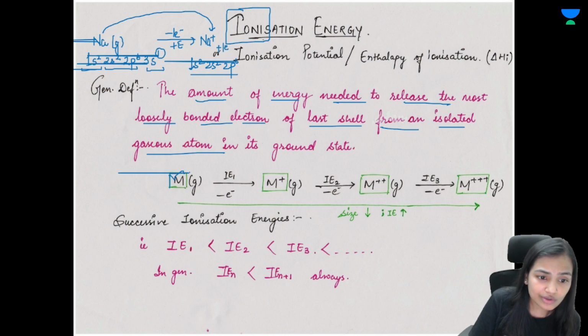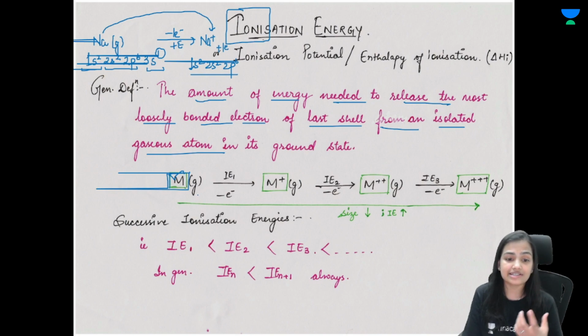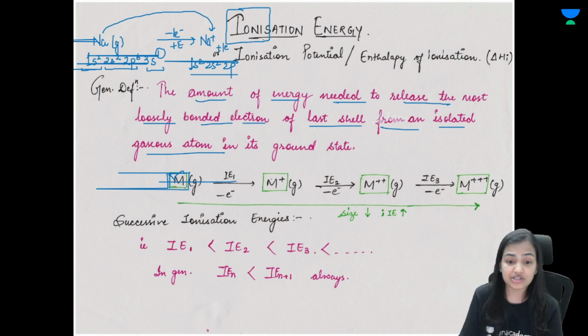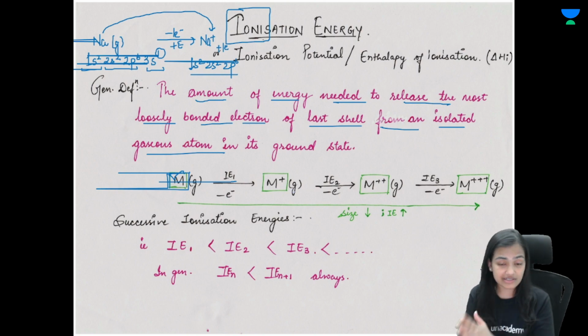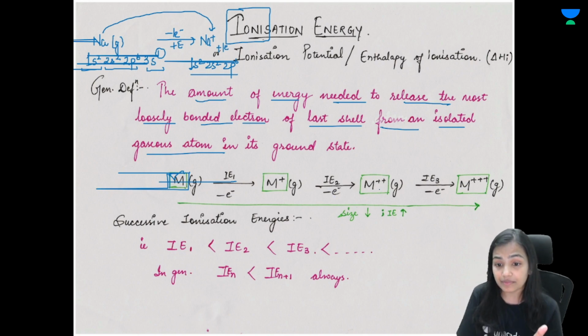any element, or you can say any metal, whenever it is in its gaseous isolated state, when we remove the first electron, this is considered as the ionization energy 1. This will give us the species M positive, which still remains in its gaseous state. Then we remove one more electron and get M plus 2. Then again we can remove one more electron, which gives us M plus 3.